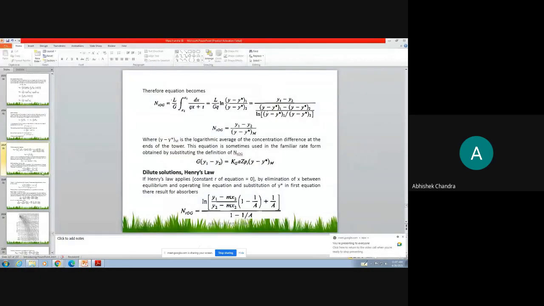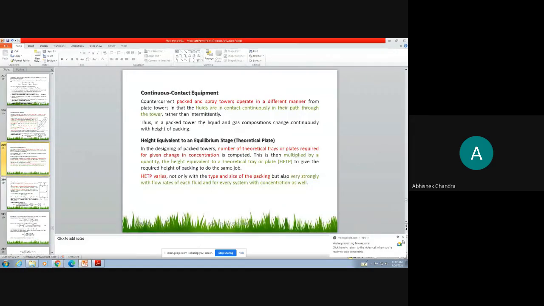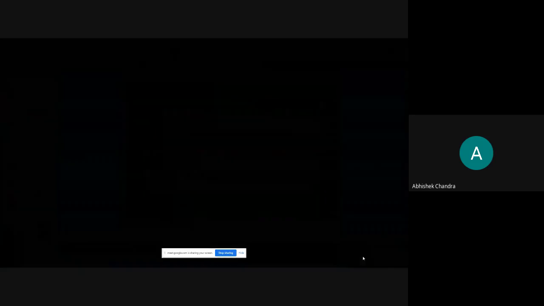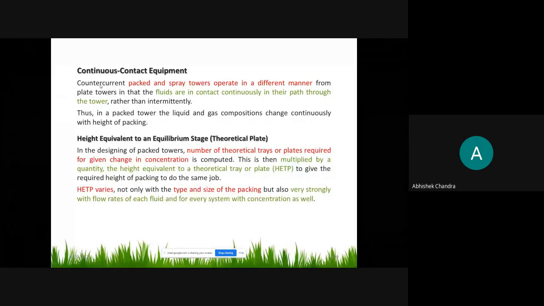So this is the case, continuous contact operations. This is counter current operation. First thing, the packed tower or the spray tower behave differently than the plate tower. Here fluids are in contact continuously in their path, because the fluid is flowing over the packed surface and the gas is passing through this packed surface, so the liquid continuously comes in contact with the gas.